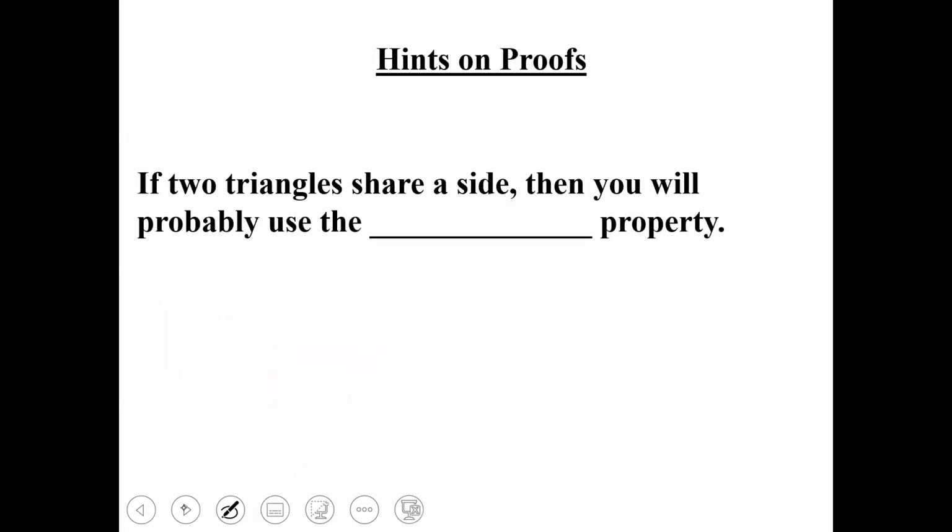Okay, y'all, good job. Okay, here's some hints on proof just to refresh you from yesterday. Okay, y'all look, y'all gonna help me fill this in because y'all should remember from yesterday. Okay, if two triangles share a side, then you will probably use which property? Good, reflexive property. If two triangles share a side, then you will use the reflexive property. Y'all, 9.99 times out of 10, your reason is going to be the reflexive property.